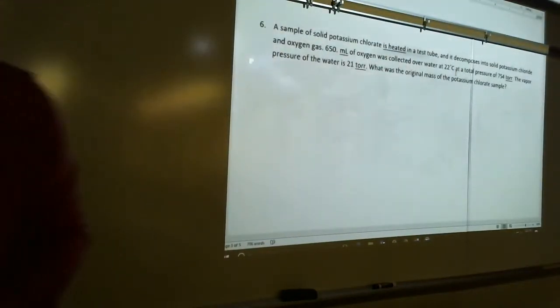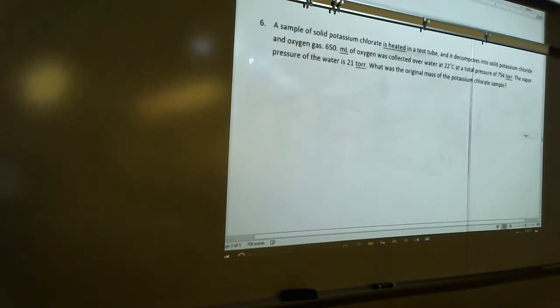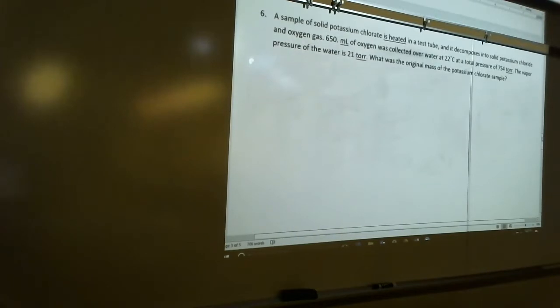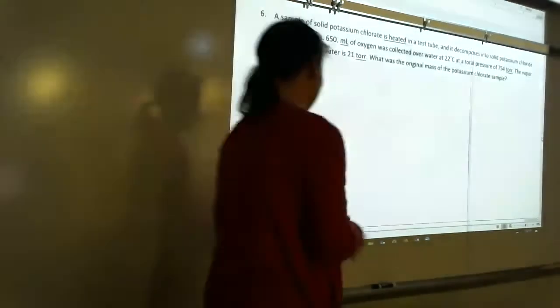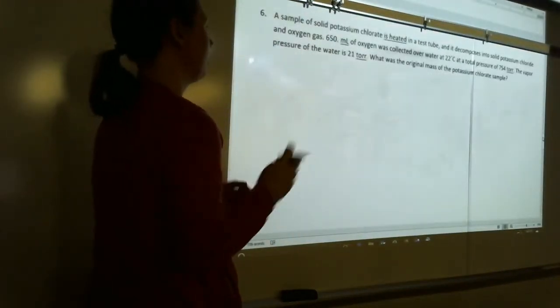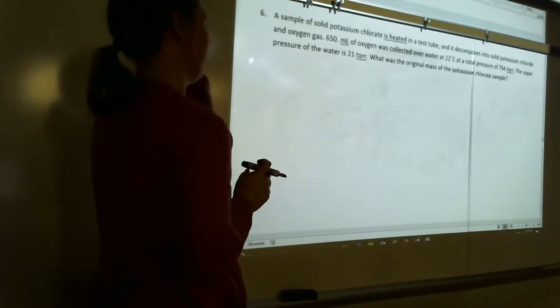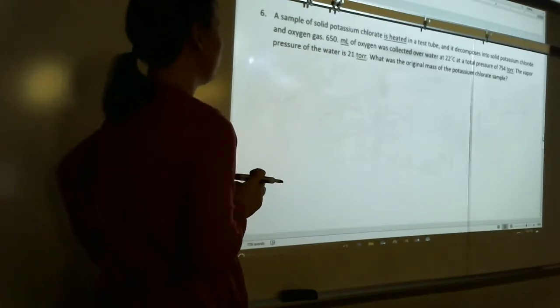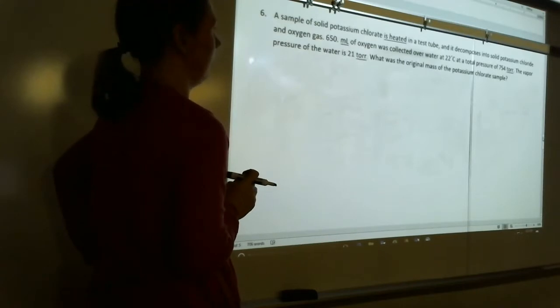A sample of solid potassium chlorate is heated in a test tube and it decomposes into solid potassium chloride and oxygen gas. 650 milliliters of oxygen gas was collected over water, 22 degrees Celsius, total pressure 754 torr. Vapor pressure of the water is 21 torr. What was the original mass of the potassium chlorate sample?